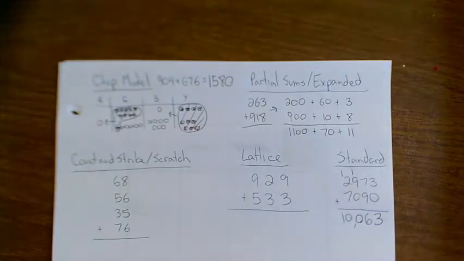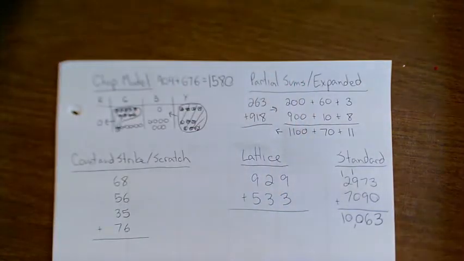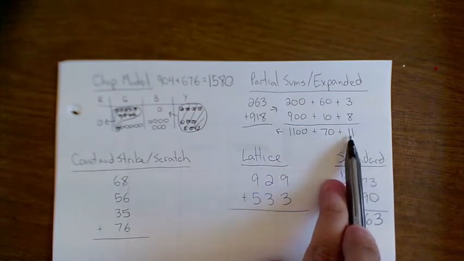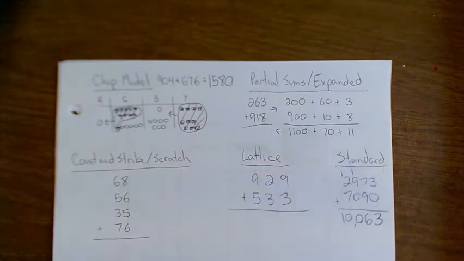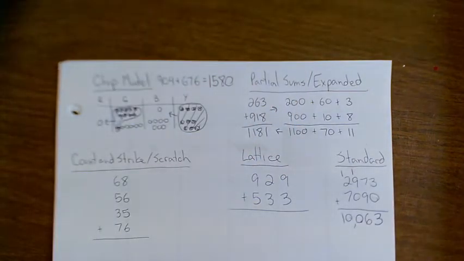So once you have each place value, you can recombine. So we would have 1100, and 70 plus 11, so 81. So 1181 is going to be the answer. So 263 plus 918 is 1181.